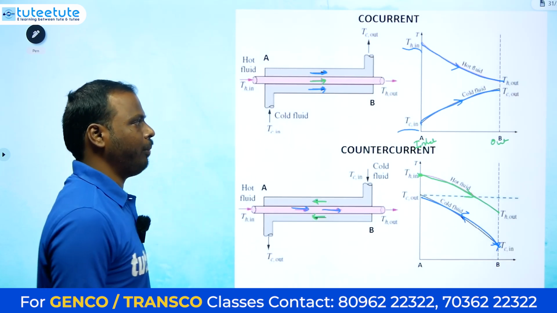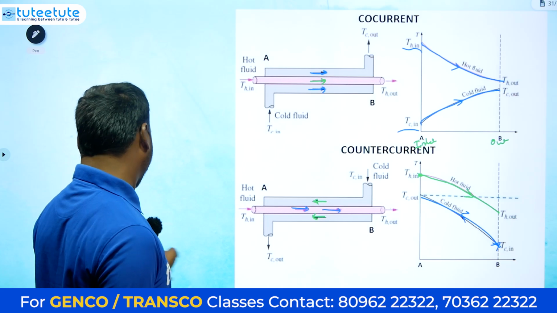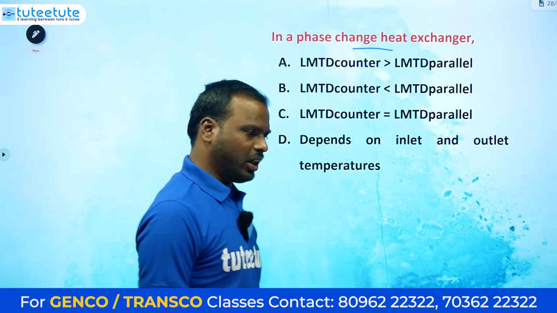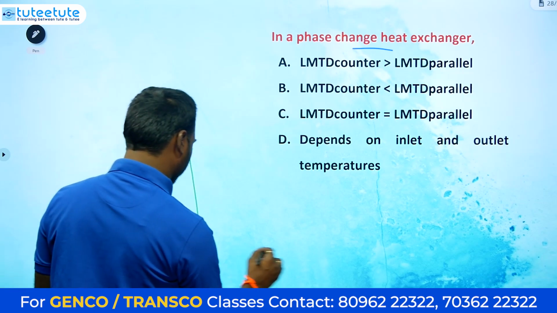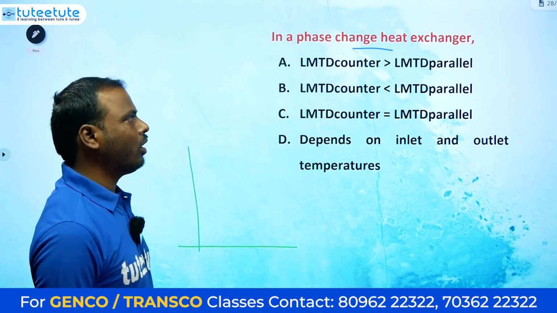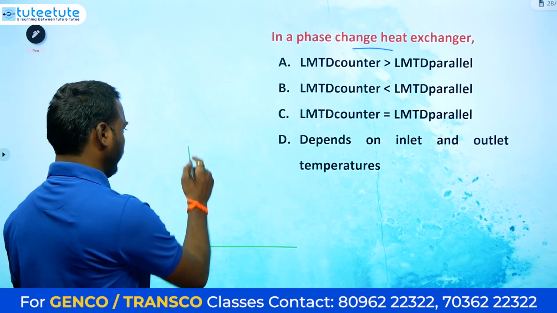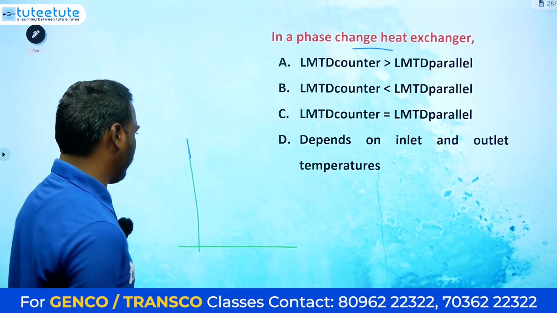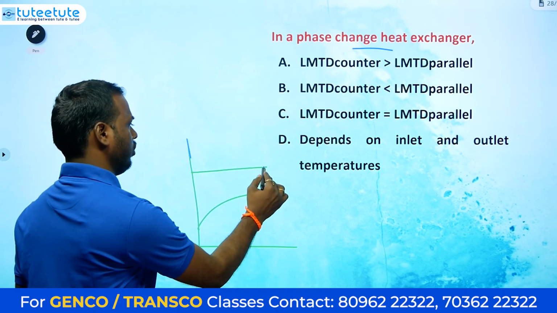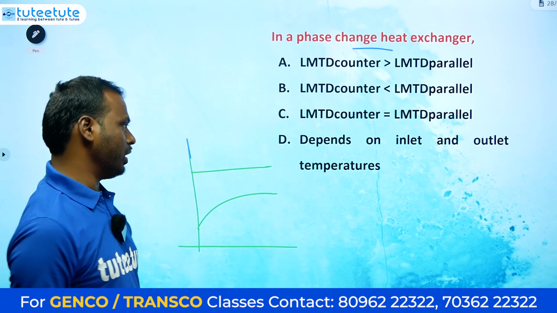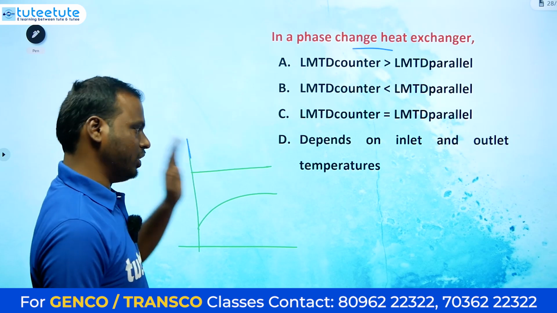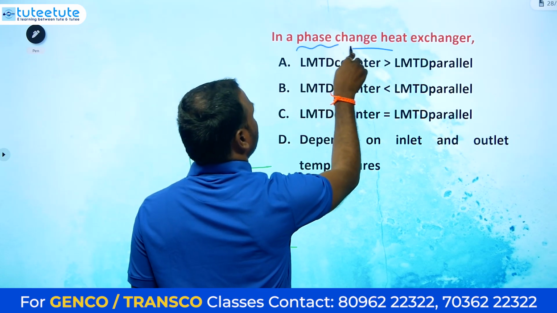Then, regarding LMTD, he is asking about the phase change. In a phase change, the temperature is not going to be changing, and the phase is not going to be changing in the heat exchanger. Suppose this is the one phase, only the temperature is varying. Only one thing is changing, so the phase is not changing. But here he is asking about phase change.